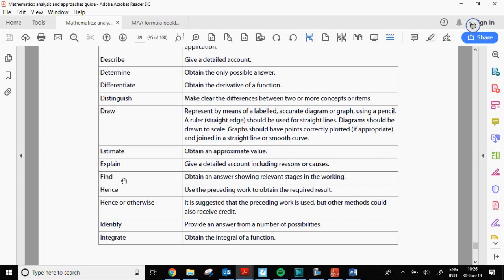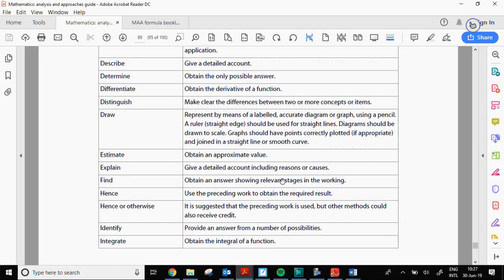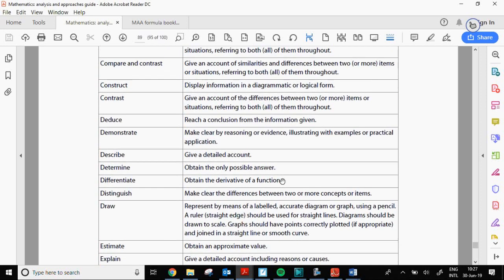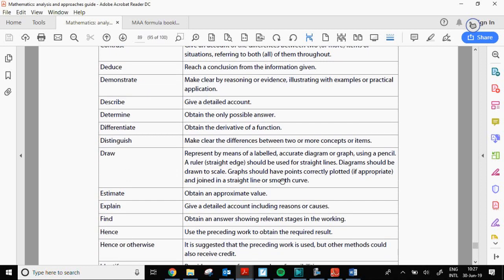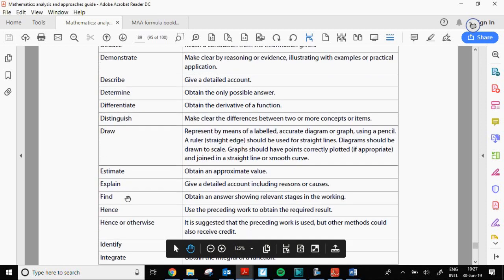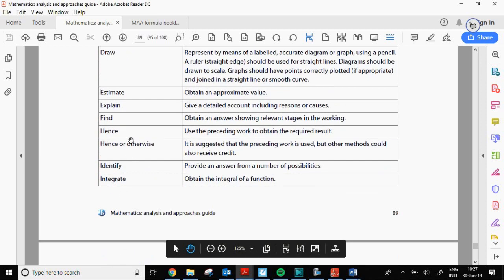Find. This is a big one. This is probably my second most important one. Find shows up all the time in problems. Very common command term. And again, this is showing the relevant stages in the working. What's the difference between calculate and find? I don't know. We just say obtain the answer. Calculate says obtain a numerical answer. Find says obtain an answer. I don't know what answers are going to be non-numerical for us, but they basically mean the same thing. Find, show the work.